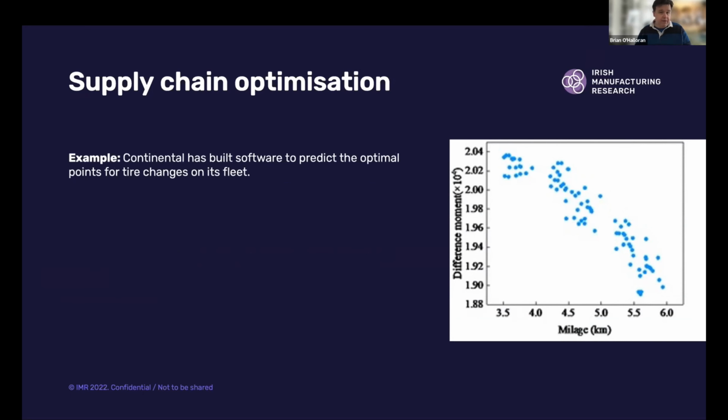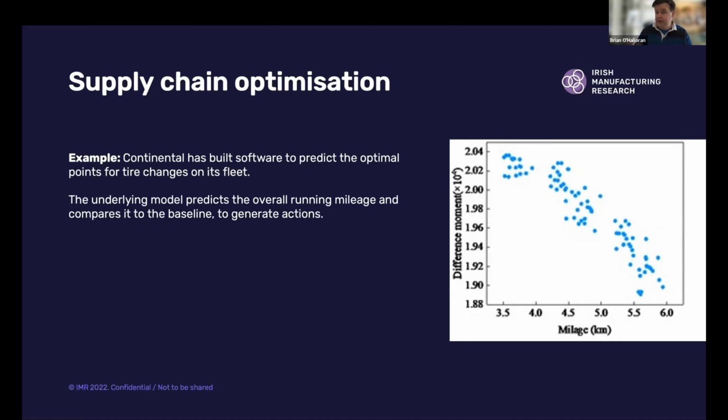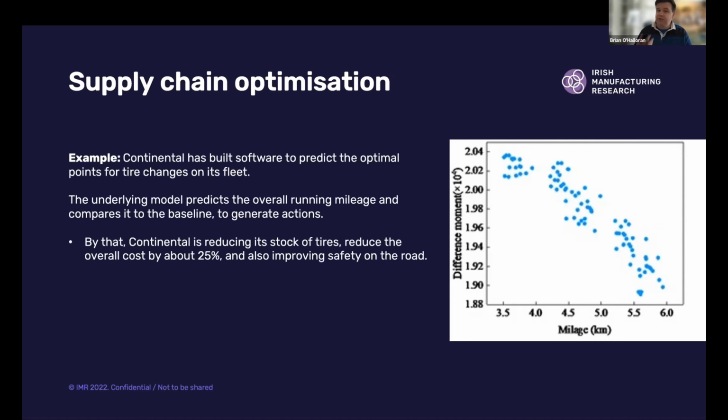An example: Continental, the tire manufacturer, have built some models to predict the optimal point for tire changes in their fleet. The model predicts the overall running mileage and compares it to the baseline, and uses this to generate actions. By using this, Continental are able to reduce the stock of the tires and reduce the overall cost by about 25%, with the added bonus of improving safety on the road as well.